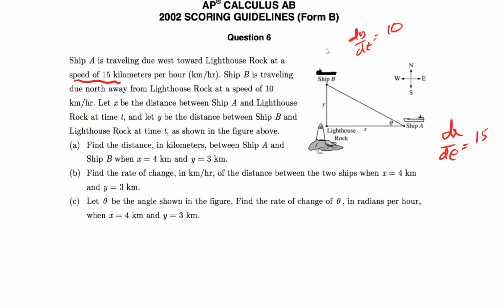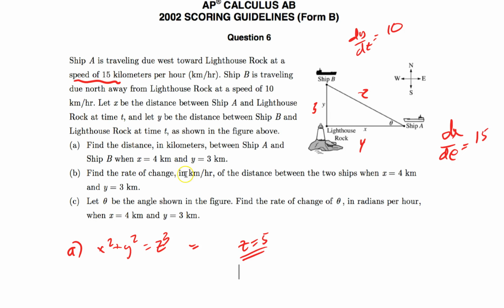Find the distance in kilometers between ship A and ship B when x is 4 and y is 3. So we're telling, hey, when this happens to be 4 and this happens to be 3, how far apart are these guys? So this is like an Algebra 1 question, right? This is the Pythagorean theorem. Because how far apart they are is this right here. Let's call it z. So you just do x squared plus y squared equals z squared. And that's a 3, 4, 5 triangle, so I'm just going to say z equals 5. No work needed.